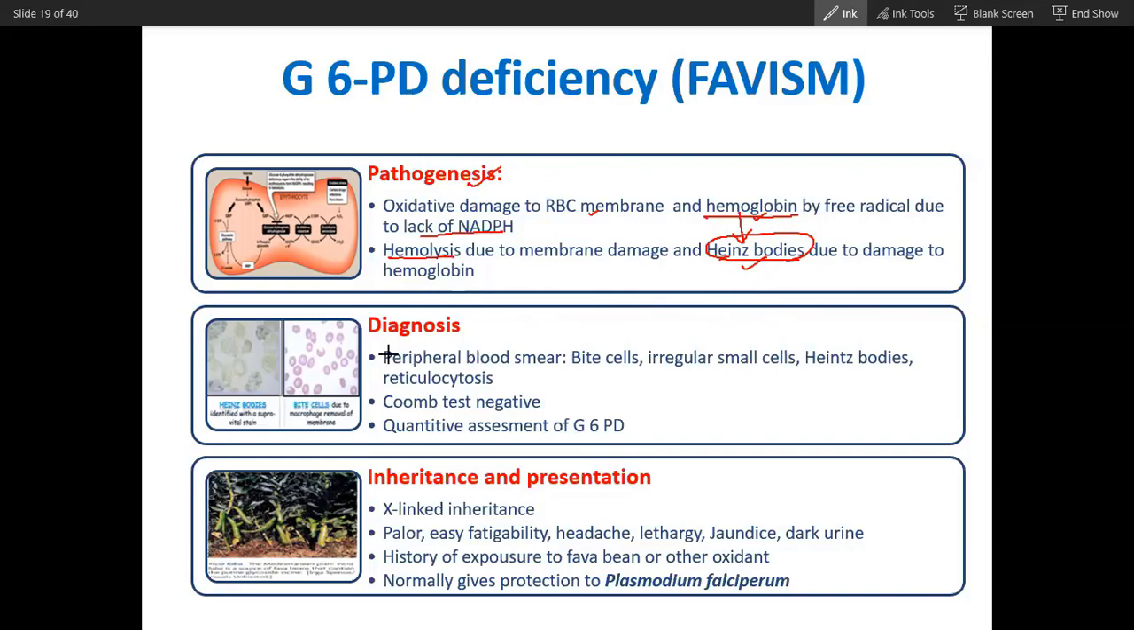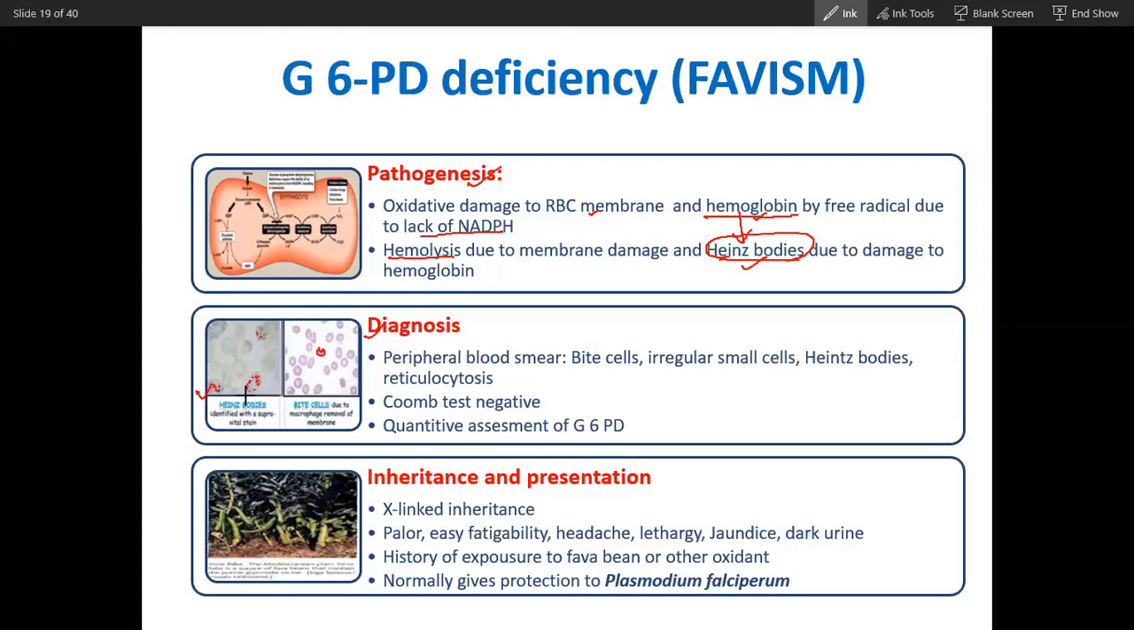Now we will see the diagnosis. How would you diagnose? We will collect the blood and look at that blood on a slide. When you see the blood on the slide, you will see a very different type of accumulated hemoglobin. These are called Heinz bodies. You can see Heinz bodies here, and you can see a bite cell.